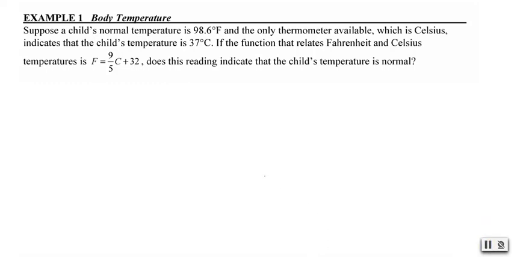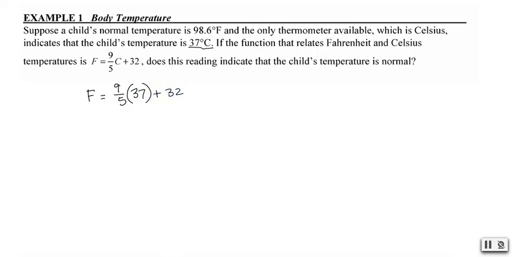One way we can do this is by taking the Celsius temperature and putting it into the formula that relates Fahrenheit and Celsius. See what that is as a Fahrenheit temperature and see how it compares to the child's normal temperature in Fahrenheit. So the Fahrenheit temperature is going to be 37 degrees times the 9/5 plus 32.